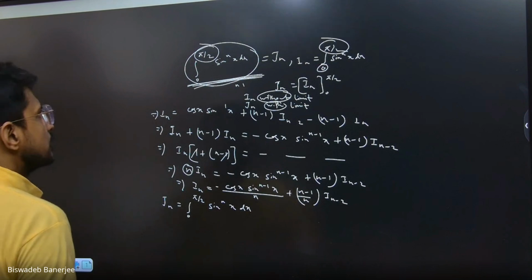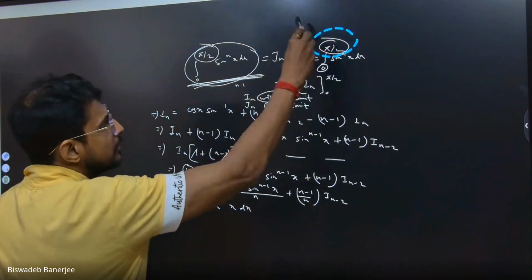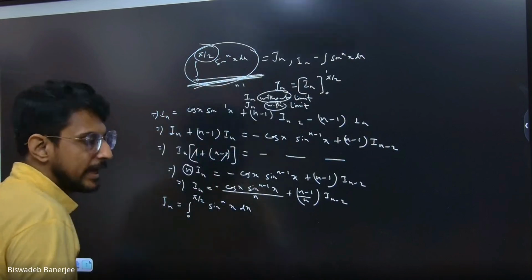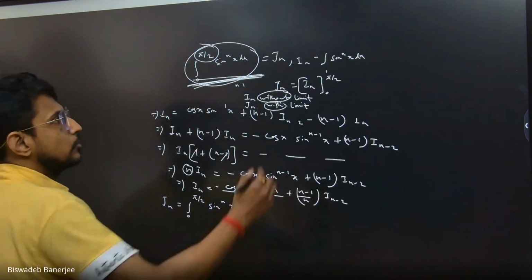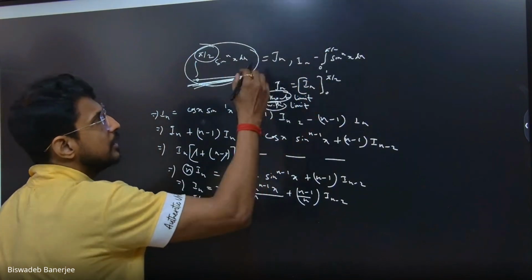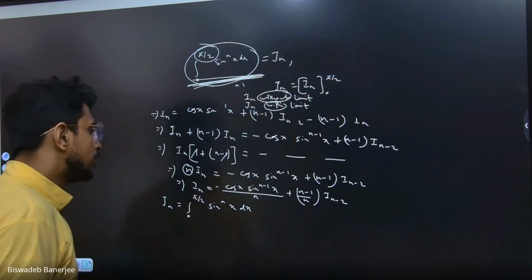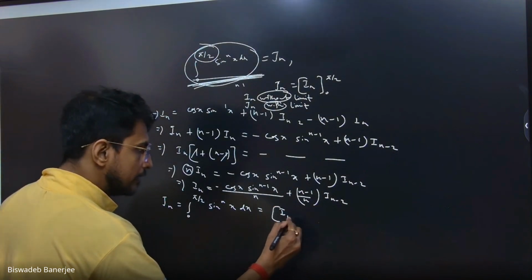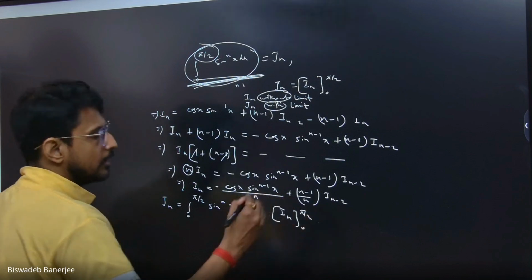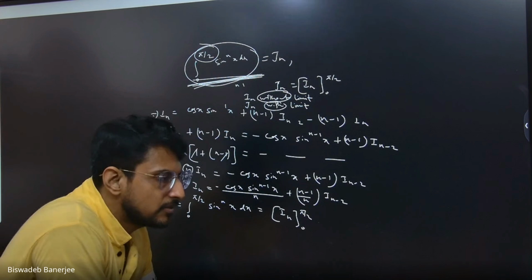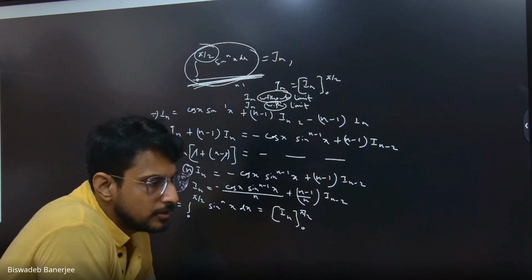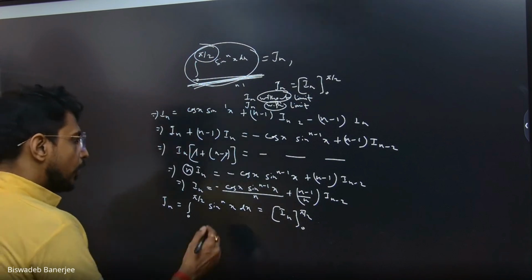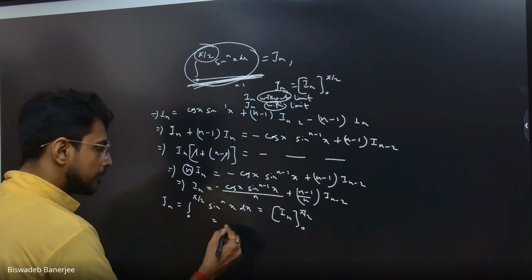You can also observe this. There is my Jn and there is my In. If you put the limit over In, this Jn will be obtained. That is why it is written that Jn is equal to limit over In, because In is without limit and Jn is with limit. So my Jn is simply this. Now what is my In? My In is this entire part.